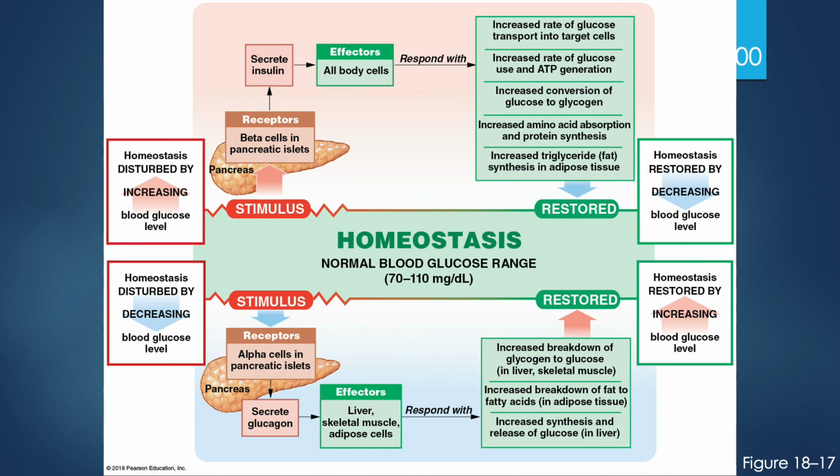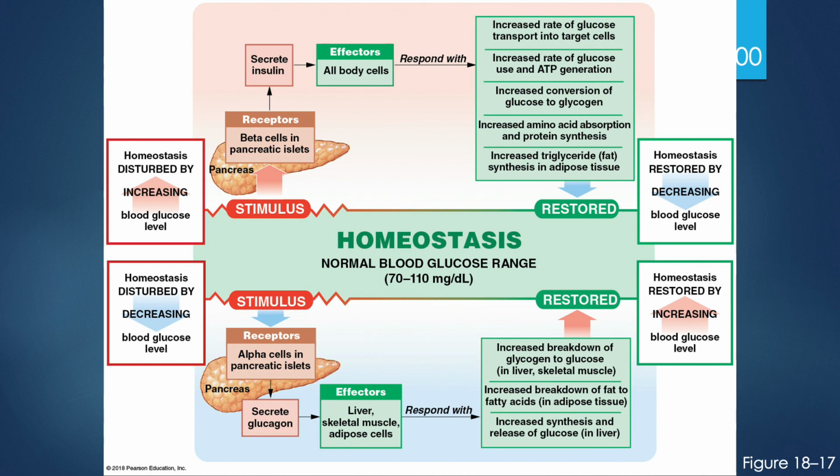Figure 18.17 is showing you how homeostasis is restored in one of two different ways through the alpha cells and the beta cells of the pancreatic islets in the pancreas. Starting off on the left part of this image, let's look at how homeostasis is disturbed by too high of a blood glucose level. In that case, the beta cells in the pancreatic islets will recognize this elevated blood glucose level, and as a result, they will secrete their product, which is insulin.